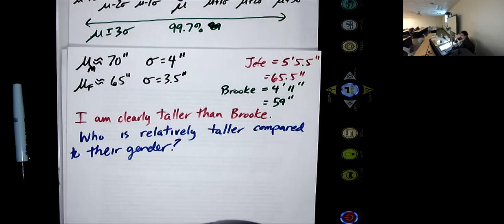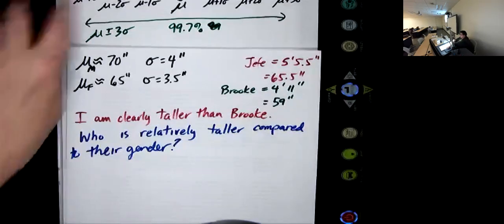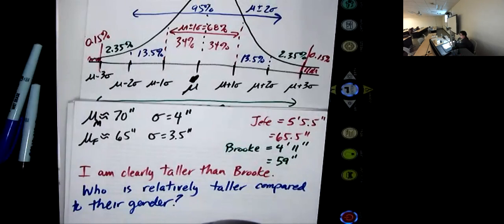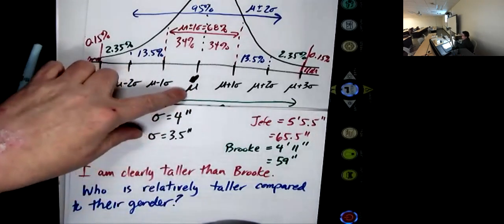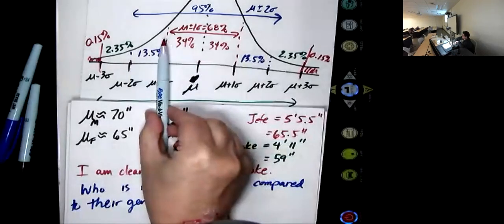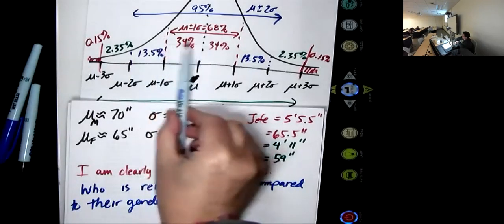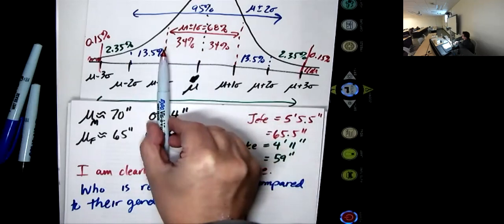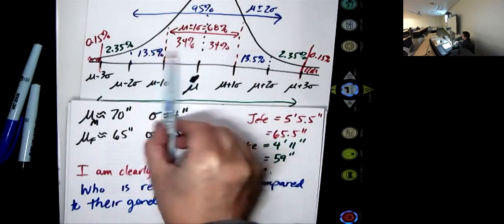So I'm going to pull this graph down. I'm not going to draw on it, but I'm going to explain something. The mean for guys is 70 and I'm to the left of it. I'm over here somewhere. Brooke's also to the left of her graph on females as well. The question is really which one of us is more to the left?